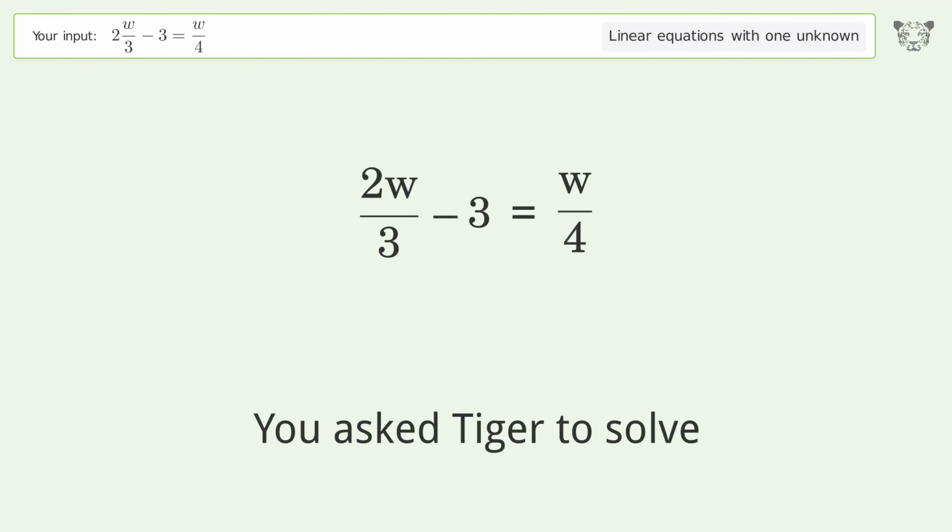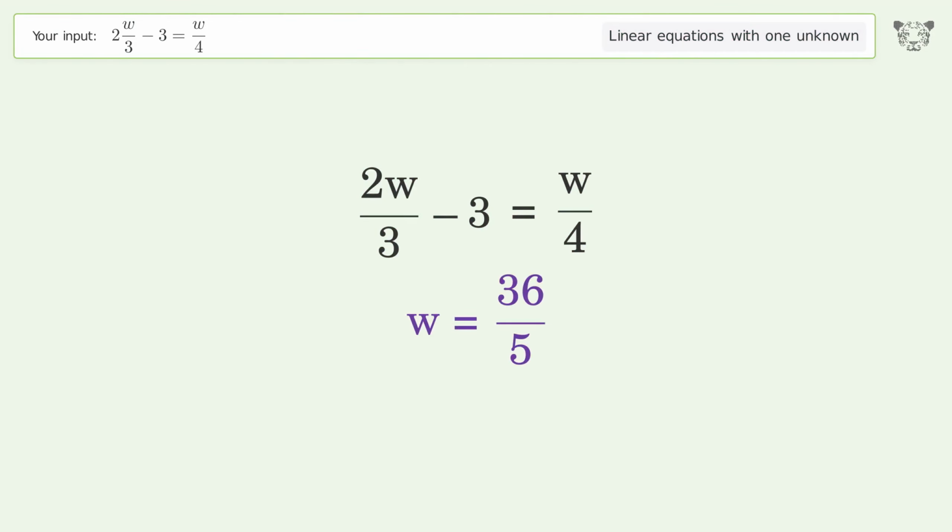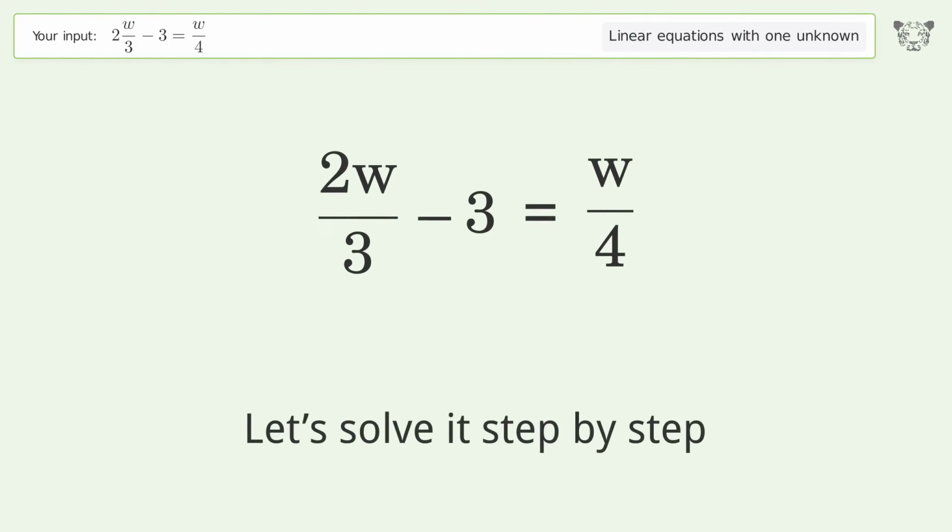You ask Tiger to solve. This deals with linear equations with one unknown. The final result is W equals 36/5. Let's solve it step by step.